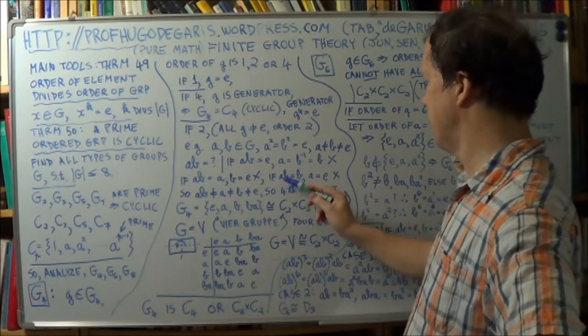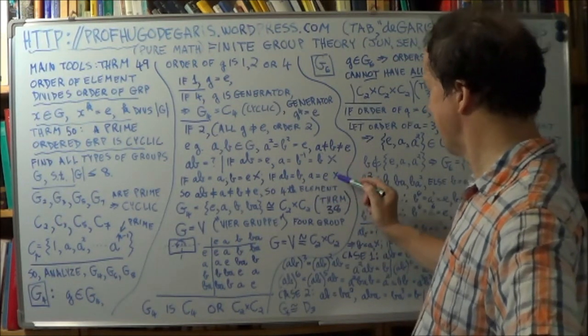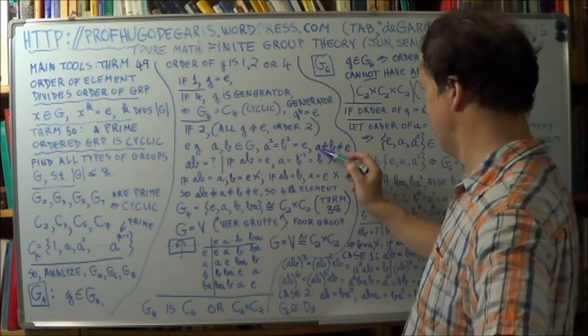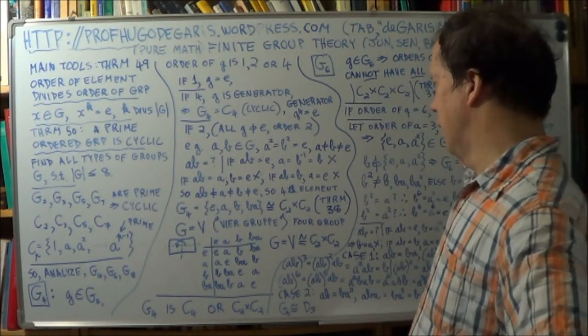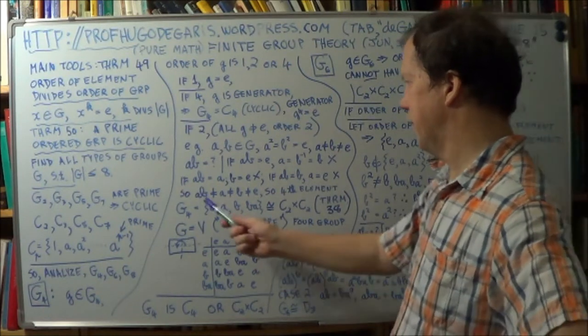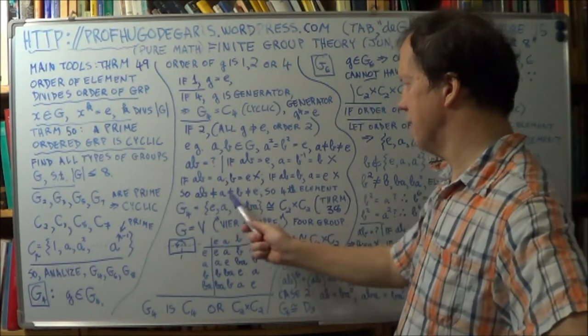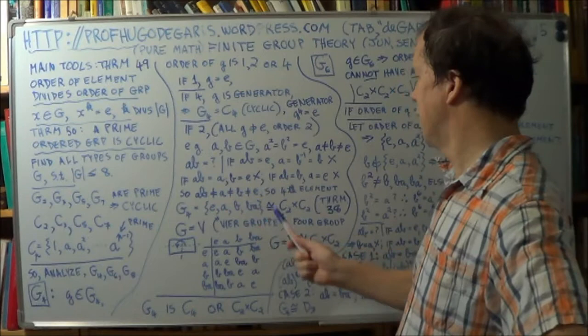So that implies that A equals E, but that's out because we assumed A and B are non-unit. So that's out. All right. So AB is not equal to A. It's not equal to B. It's not equal to E.